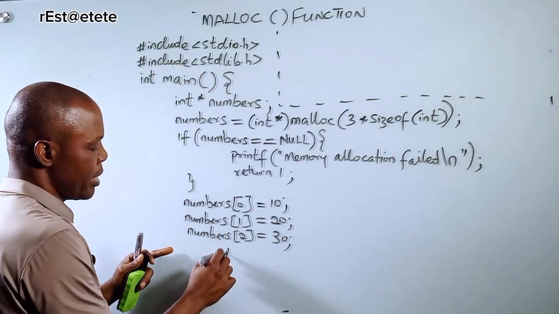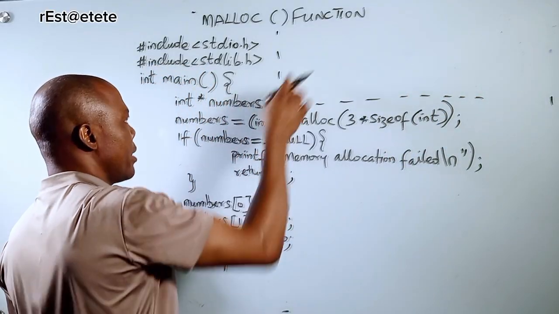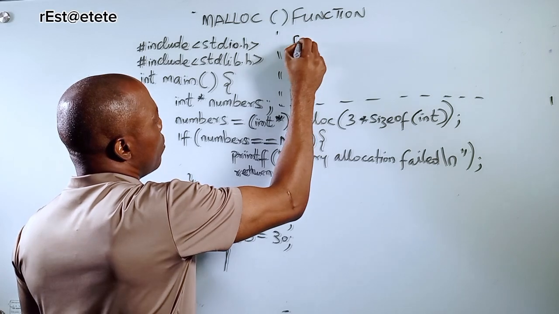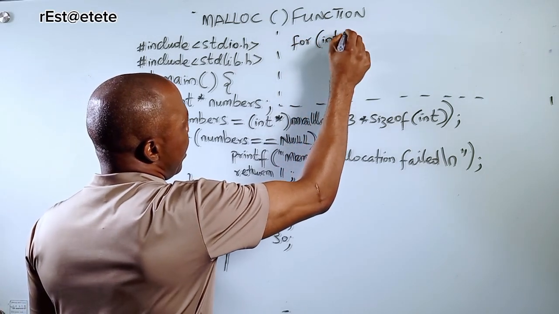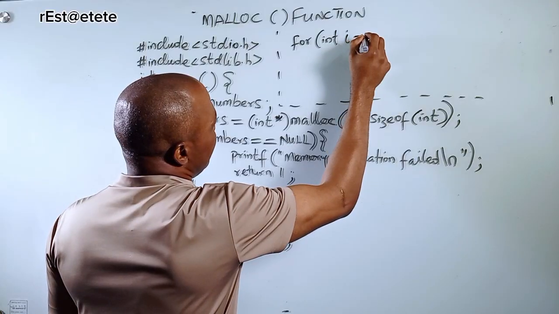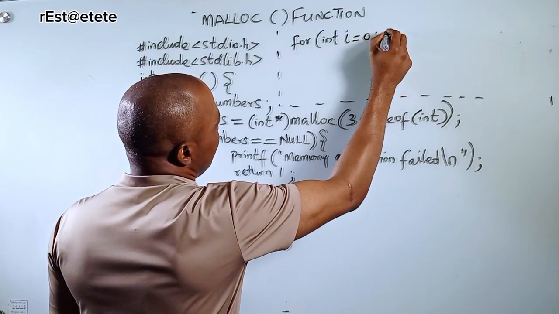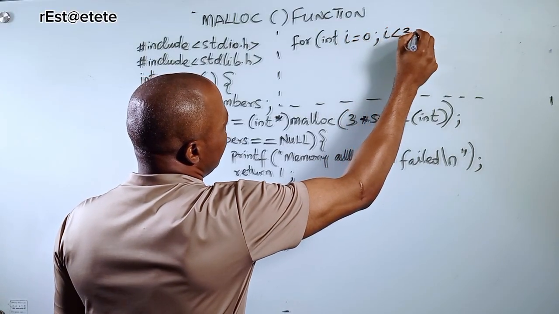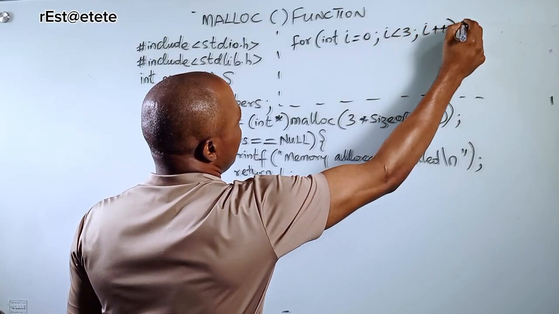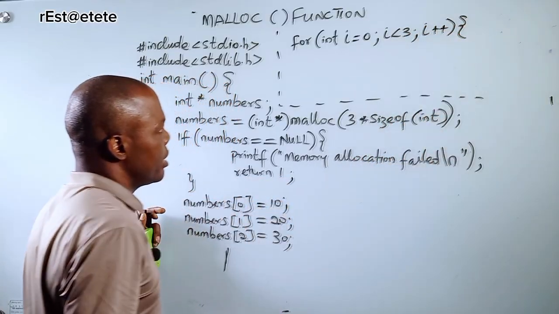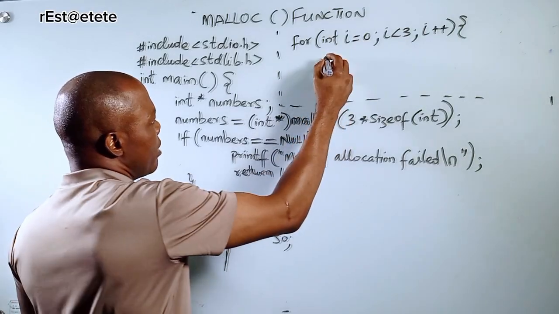So what should be here is what I'm writing here. I will say for (int i = 0; i < 3; i++). I've taught you for loop extensively. So inside this for loop, I will say printf.